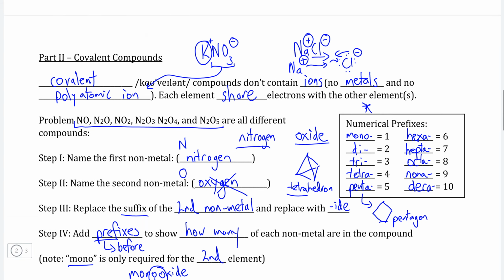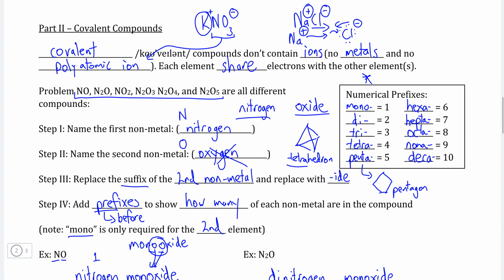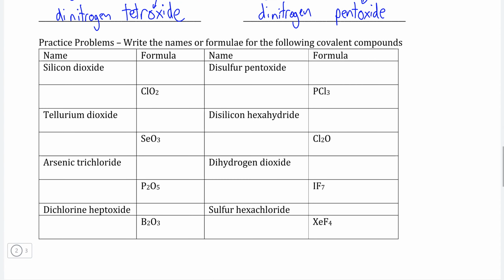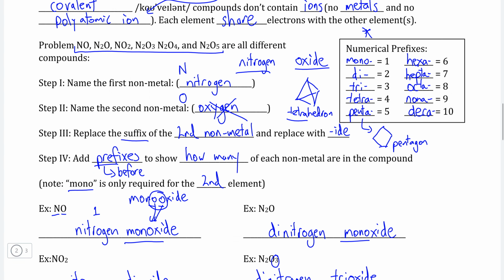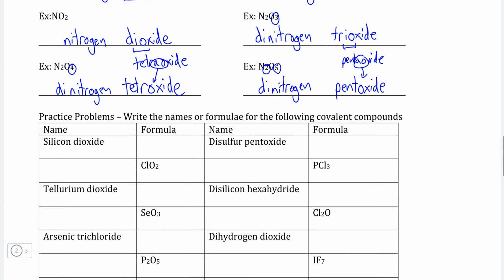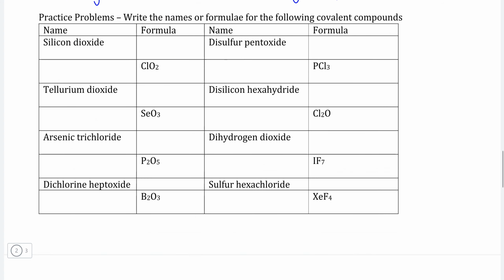To make sure that you understand how to use the numerical prefixes, you can try the practice problems in the table of compounds below. And of course, remember that every single one of these is a covalent compound, so be sure that you are applying the correct numerical prefix in order to identify how many of each nonmetal you have in the compound.